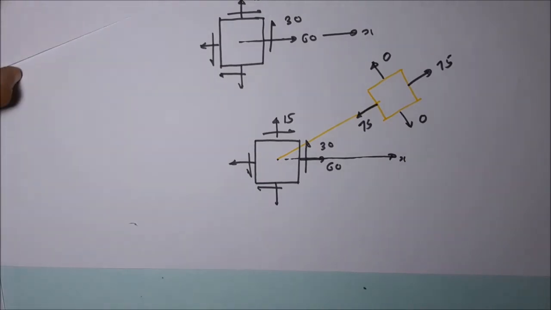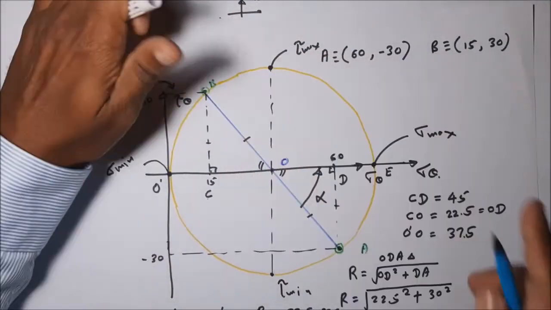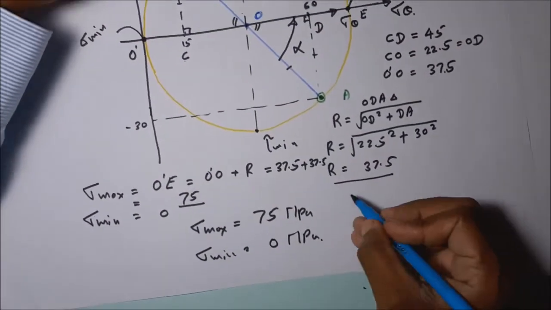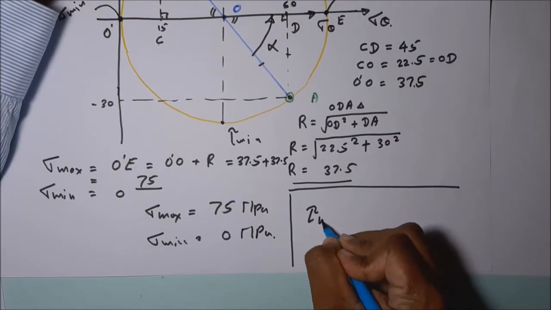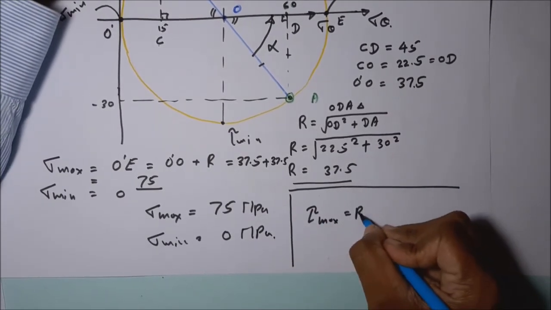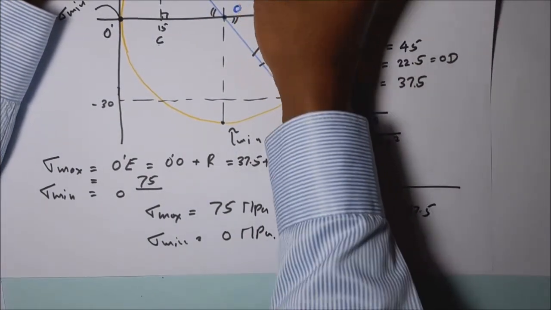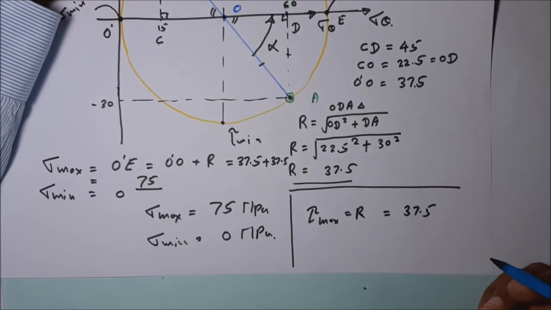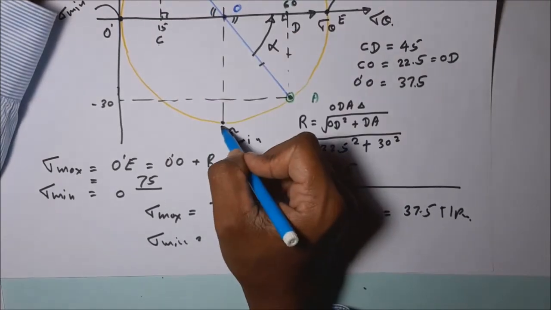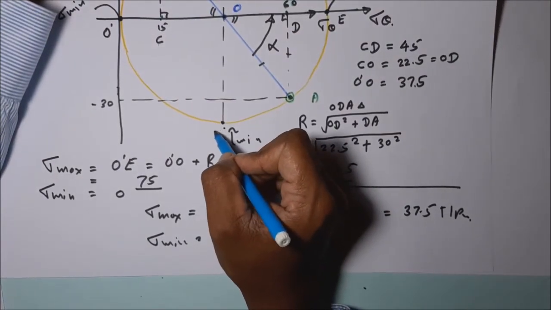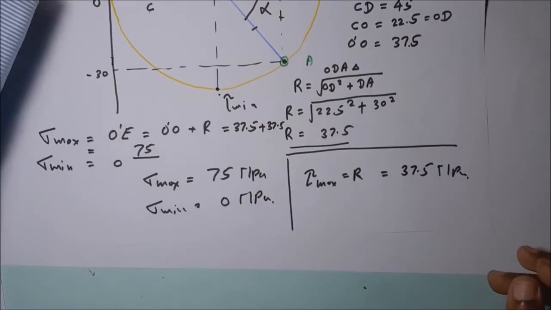Then again we have to find the maximum shearing stress. Here, what is the tau maximum? Tau maximum is equal to R. What is the R value? 37.5. That means this height, no? This height is equal to R, the radius of the circle, in megapascal. So at this point it is clockwise, at this point it is anti-clockwise. Then we can mark the maximum shearing stress on a stress diagram.